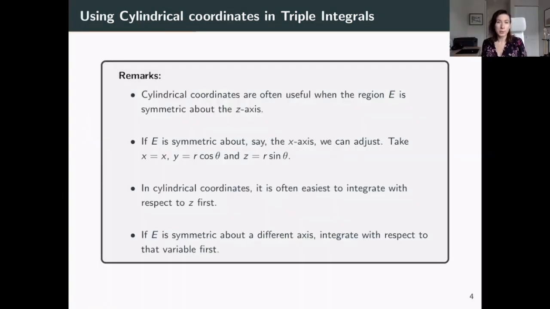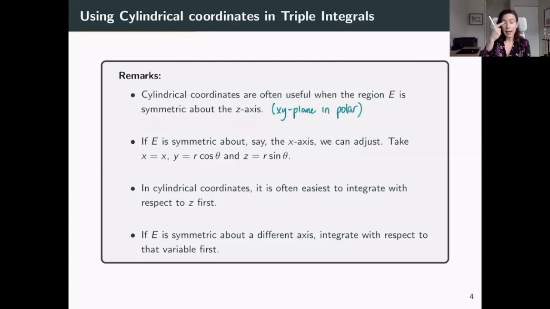Before we move on to a few more examples with cylindrical coordinates, I want to make a few remarks. Again, cylindrical coordinates are going to be particularly useful when our region is symmetric about the z-axis. However, if it's symmetric about a different axis, we can adjust. The way that we do that is basically taking our plane to be in polar coordinates. So when we were symmetric about the z-axis, we had that the xy plane was in polar.